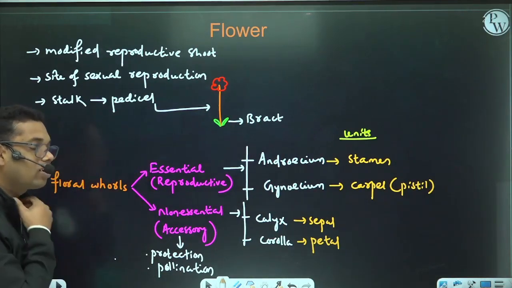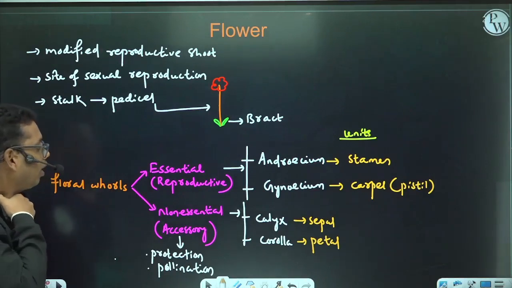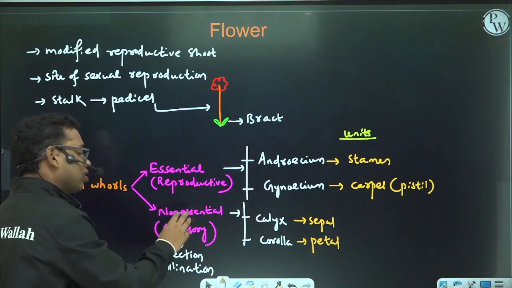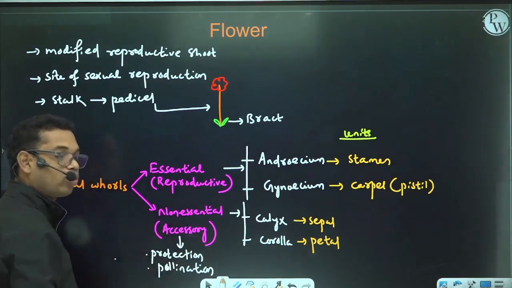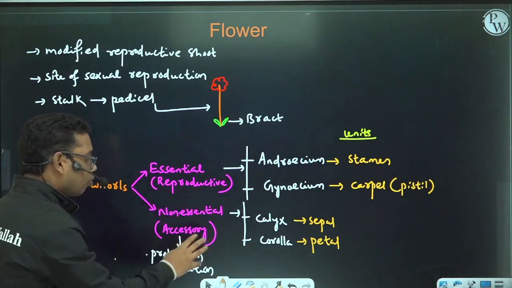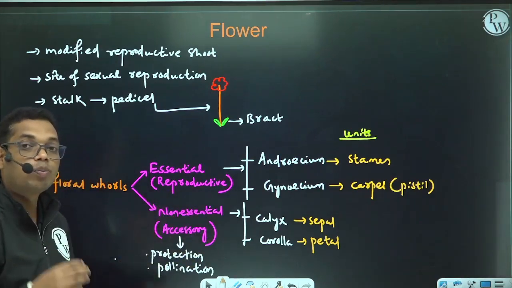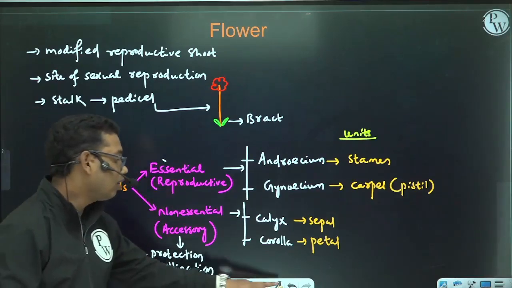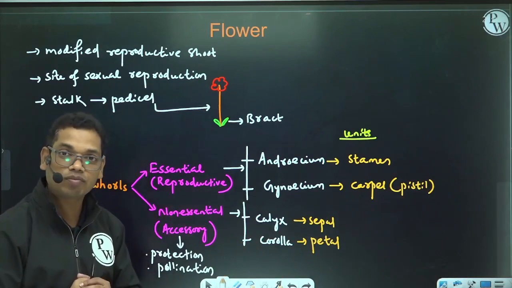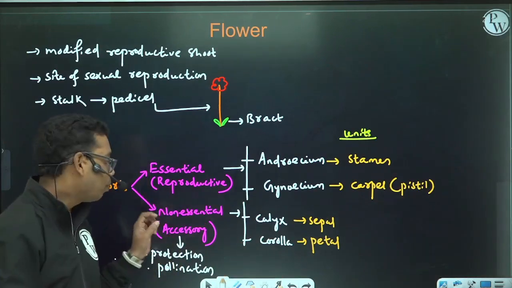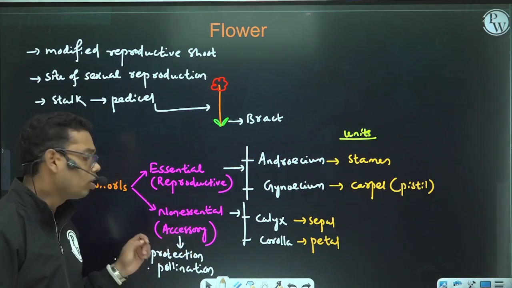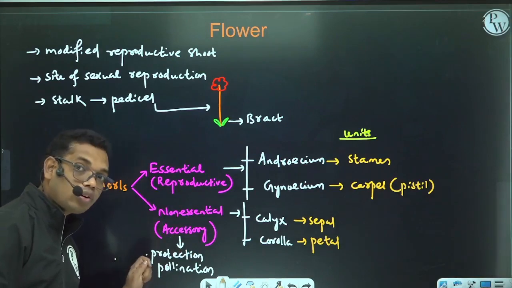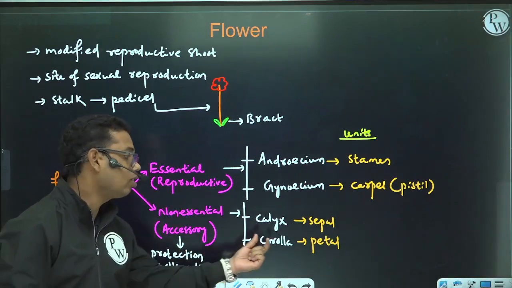Okay, and the flower has floral whorls. Okay, and the floral whorls are basically group of leaves, floral leaves. Okay, and they are classified into two groups. One is essential or reproductive floral whorl, and second one is non-essential or accessory or non-reproductive floral whorl. Okay, and the non-reproductive floral whorls are responsible for providing protection to the essential floral whorls. Actually, the essential floral whorls lie on the inner side of the flower, and they are protected on outer side by the non-essential floral whorls.